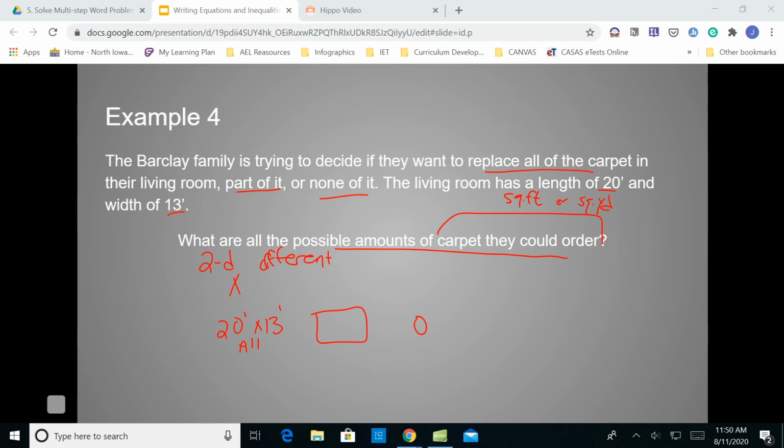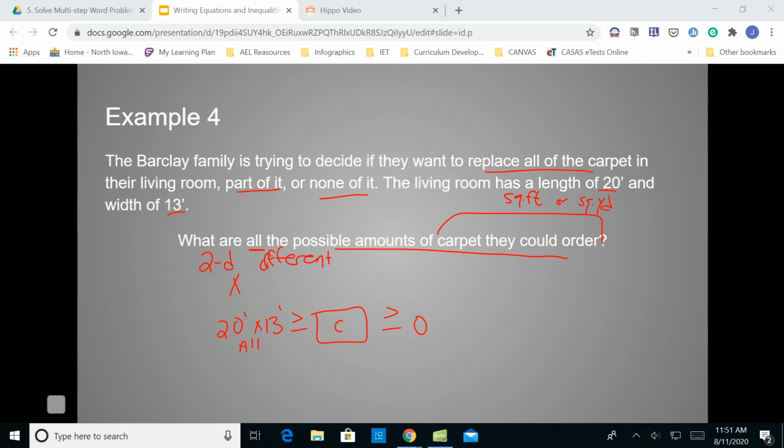This tells us that we have an inequality, but it also gives us a range. If we want all the possible amounts, the amount of carpet can be equal to all of it, or it could be less than it, but it has to be greater than or equal to 0. We can't order a negative amount of carpet. That seems silly to say out loud, but that's why we end at 0.